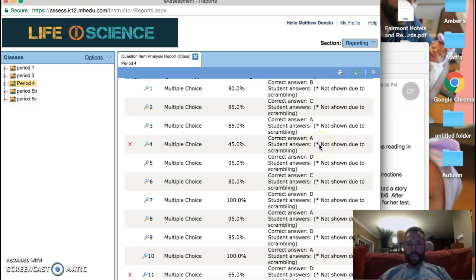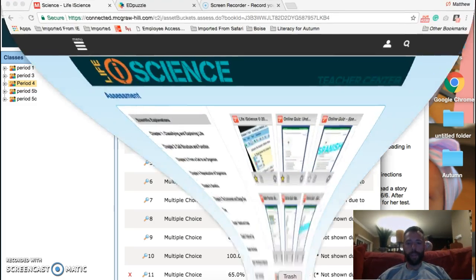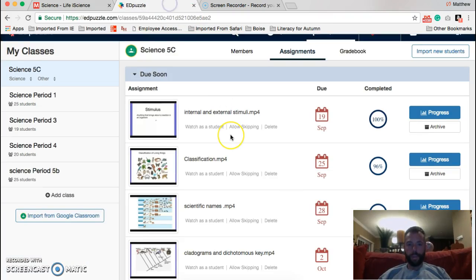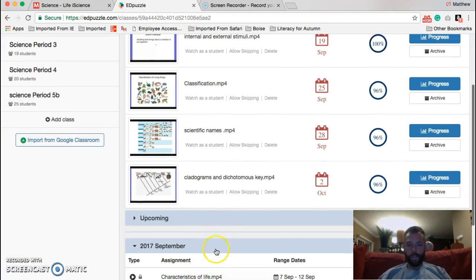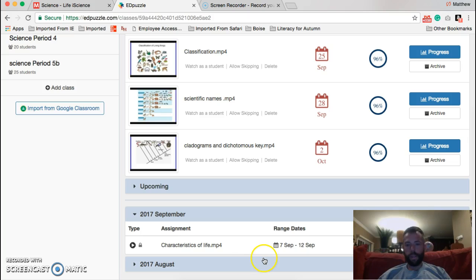Okay, as far as studying for Friday's test, what you can do is go back and review your notes. It'd be a really good idea to review your notes. Hopefully you took good notes from the Edpuzzles. And as far as the Edpuzzles go, we had 4 Edpuzzles that will be content covered on this upcoming test.